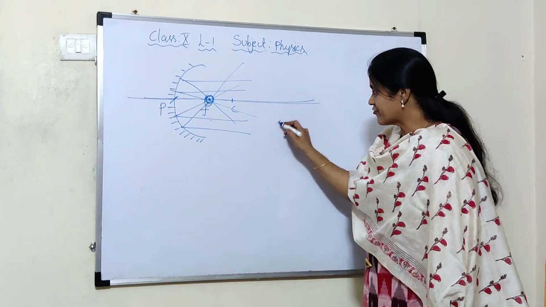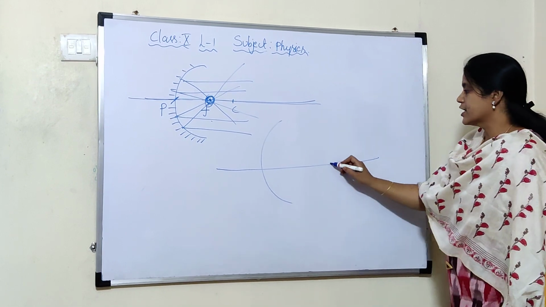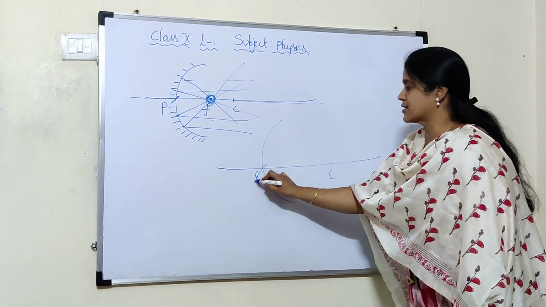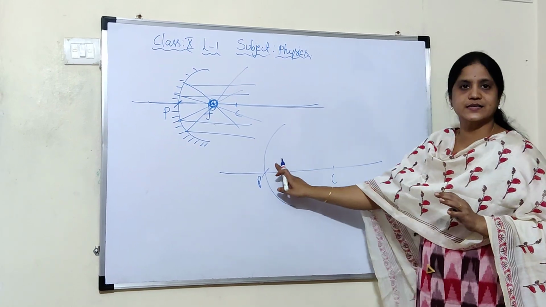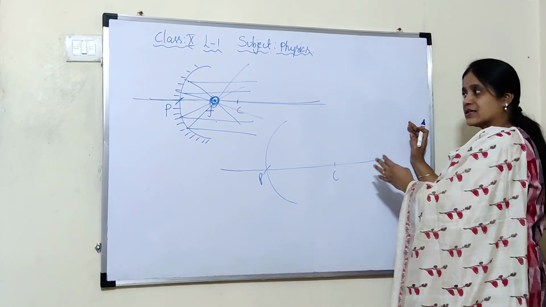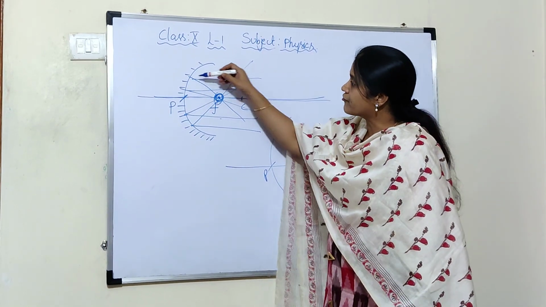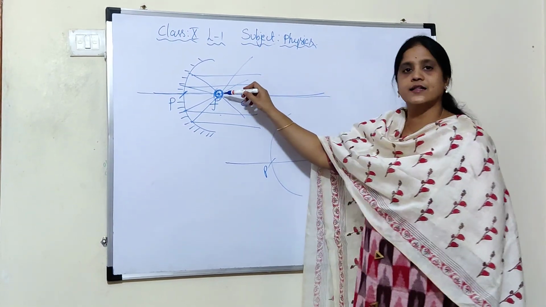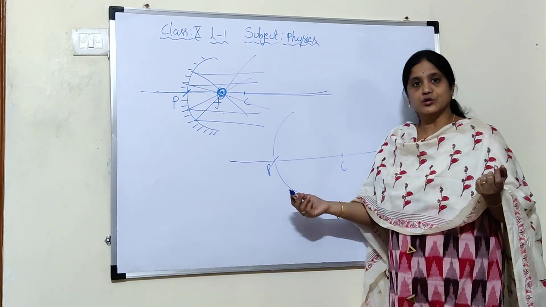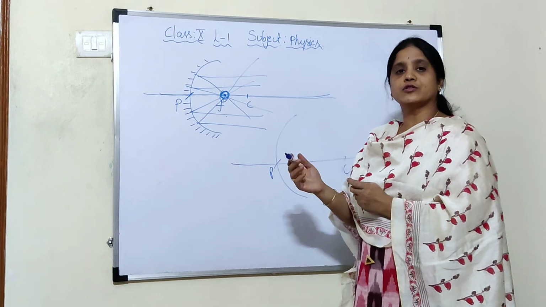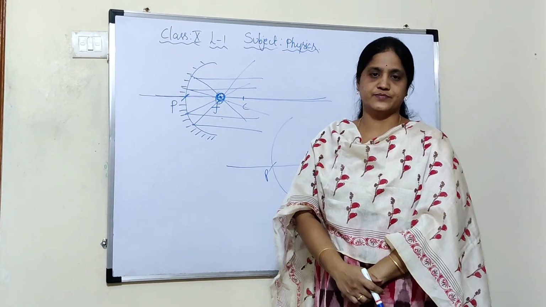Now suppose in front of a concave mirror, on the principal axis, you place an object at different places. Shall we get the same type of image, or will the reflected rays converge at the focus or not? That we don't know. So to find out, we have to do a lab activity. Let us do that lab activity.